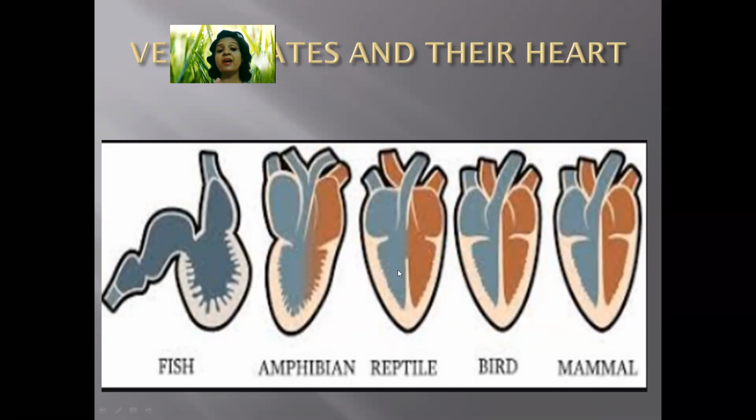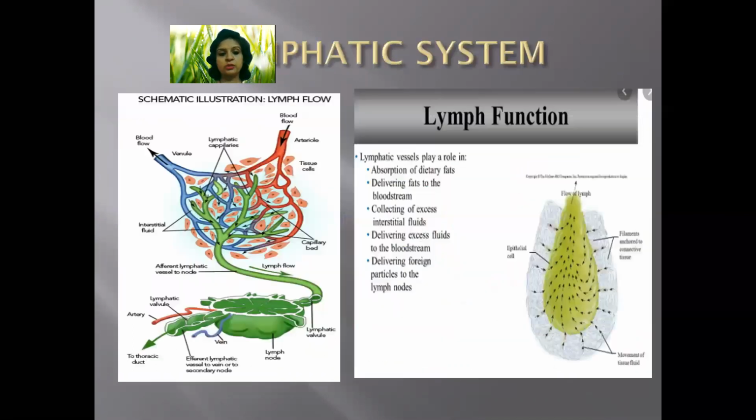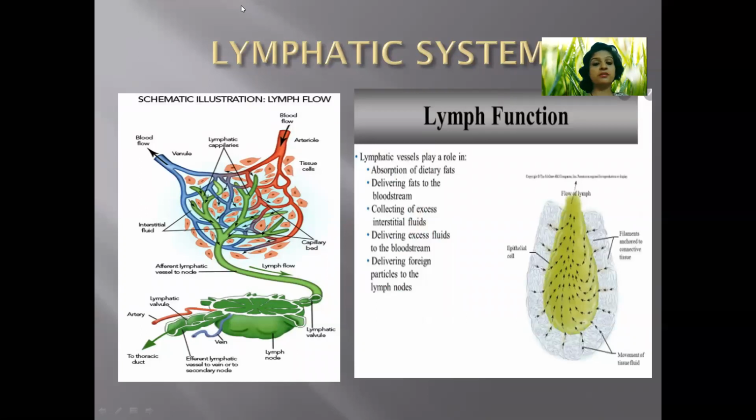You can say they have a higher efficiency, they need a lot of energy, and that is why there is no mixing. Being complex organisms, they have a double circulation and the separated four chambers. Now along with the circulatory system, there runs a particular system in our body, and this is known as the lymphatic system.